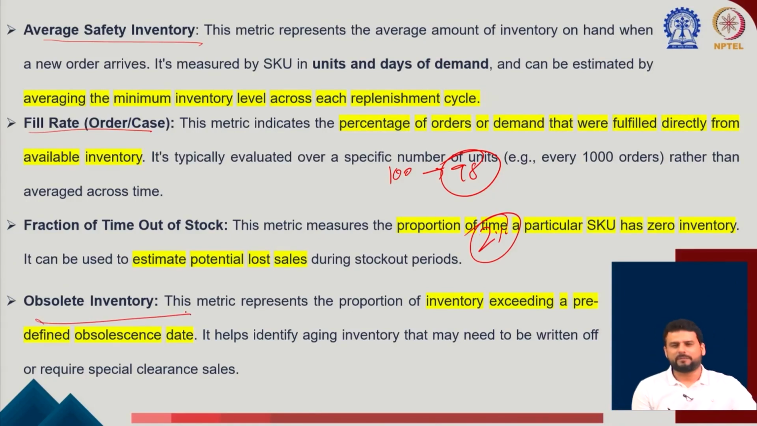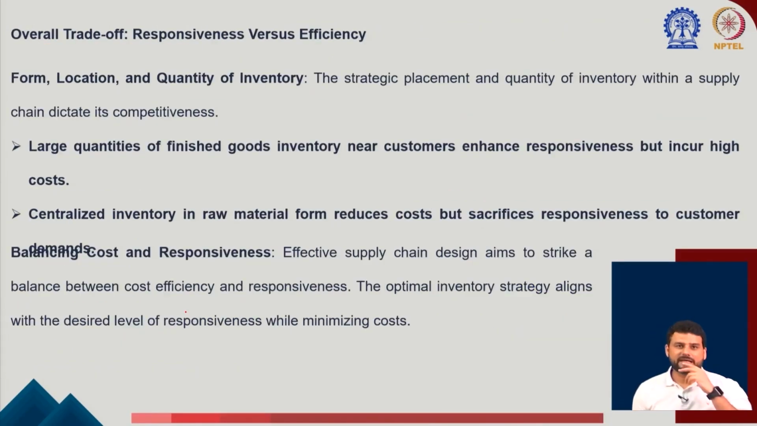Obsolete inventory: how much inventory is going obsolete in the stock and we are not able to consume that. That also we need to keep in mind, because that excess inventory we can manage. So overall, the trade off is with respect to responsiveness versus efficiency.